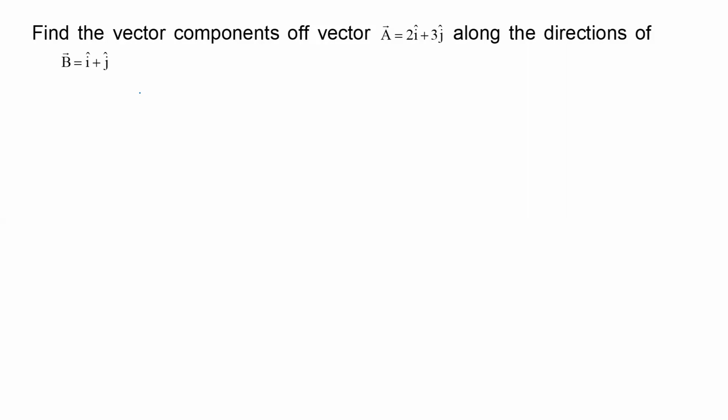That means the required vector will be C vector, students. Let that be the vector, the component of the vector A along the direction of B.